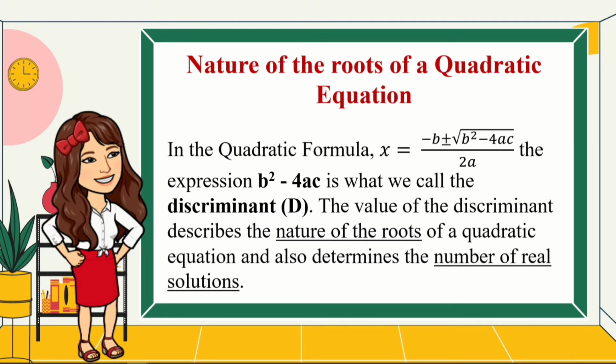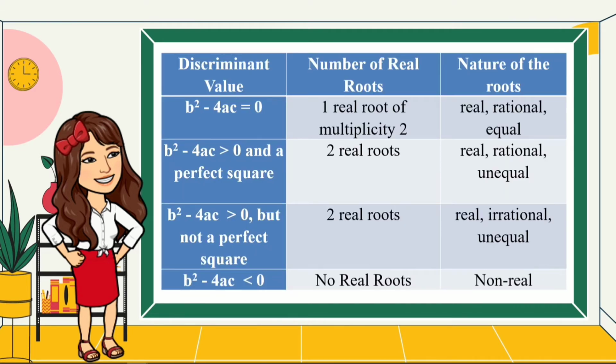In the quadratic formula, the expression b squared minus 4ac is what we call the discriminant, represented by the variable D or letter D. The value of the discriminant describes, first, the nature of the roots of a quadratic equation, and also it determines the number of real solutions. Again, it describes the nature of the roots and determines the number of real solutions. So let's take a look at this table.